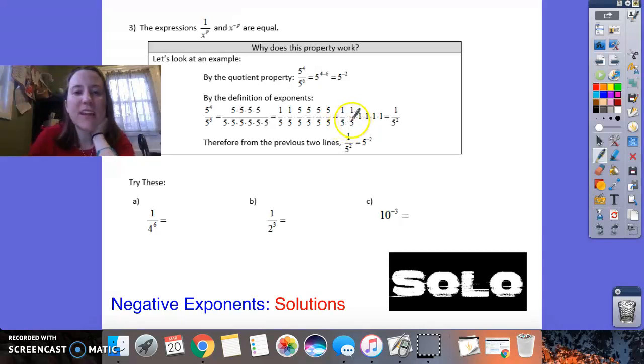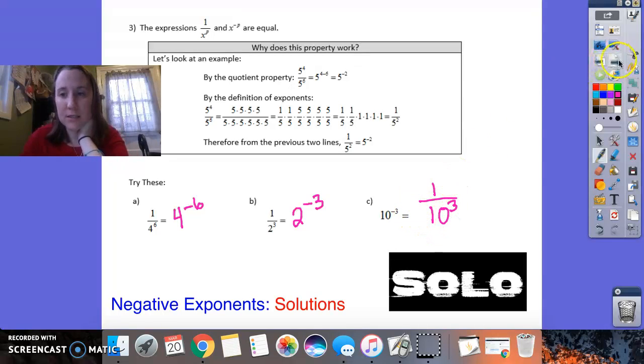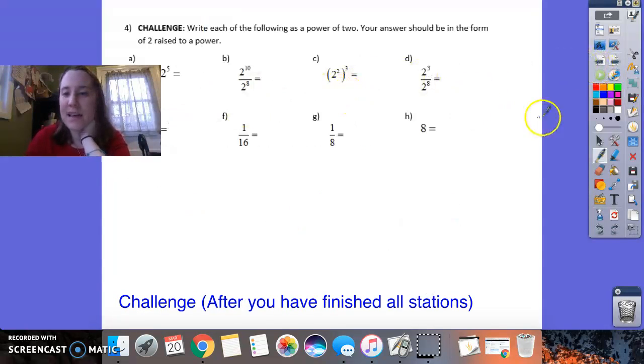And this last one is just a recap of the negative exponents. So this idea that 1 over 5 squared would be equal to 5 to the -2nd power. So if I have 1 over 4 to the 6th power, this is like saying 4 to the -6th power. If I have 1 over 2 cubed, that's like saying 2 to the -3rd power. If it's going the other way, 10 to the -3rd power is equal to 1 over 10 to the 3rd power. Once you've done all these, I want you to try this last set of challenge questions.